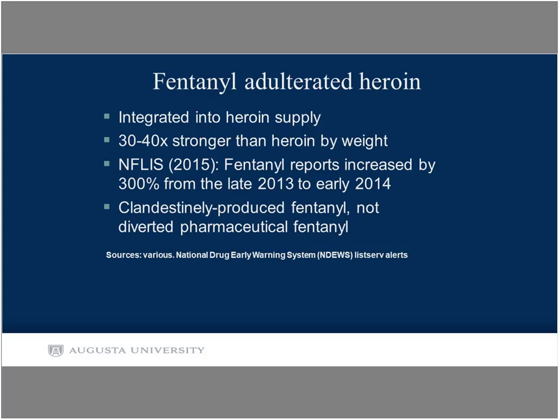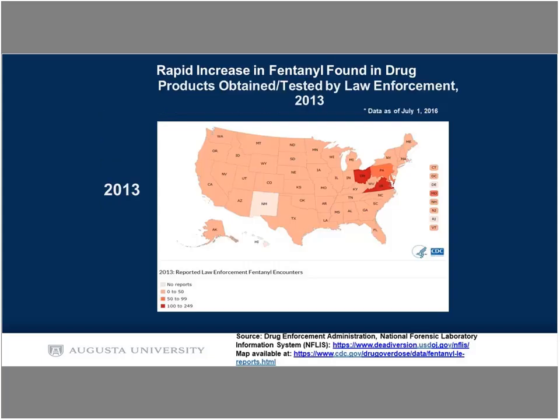that fentanyl reports increased by 300% from late 2013 to early 2014. And the interesting thing about this is it's not diverted pharmaceutical fentanyl. It's actually primarily being imported from China, and it's primarily coming into the northeastern U.S., and we'll see that on this map here. So what you'll see, and you'll watch this map over the next couple of slides, watch how the colors change.